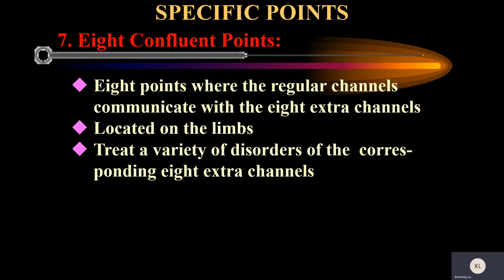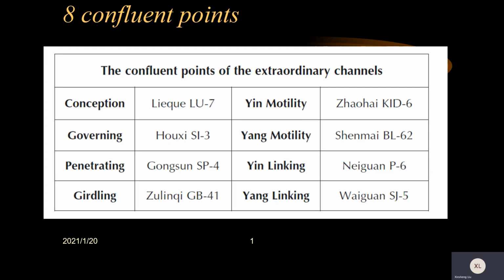I mentioned a lot of tough disease, chronic disease. Sometimes using regular channel points does not work well. Think about these eight confluent points, right? And here we are. Lung 7 is on the lung channel, no doubt, but it also connects to the conception channel, so Lung 7 can benefit female disorders. And for the governing channel, SI3 is on the SI channel, but can still regulate governing channel disorder, right? Same with Spleen 4 on the spleen channel, but it connects to the Chong channel, the penetrating channel. It regulates a lot of blood disease, especially female menstrual cycle disorder.